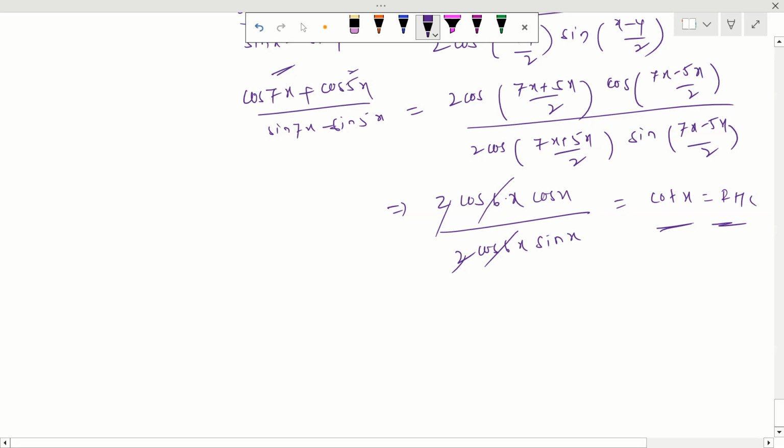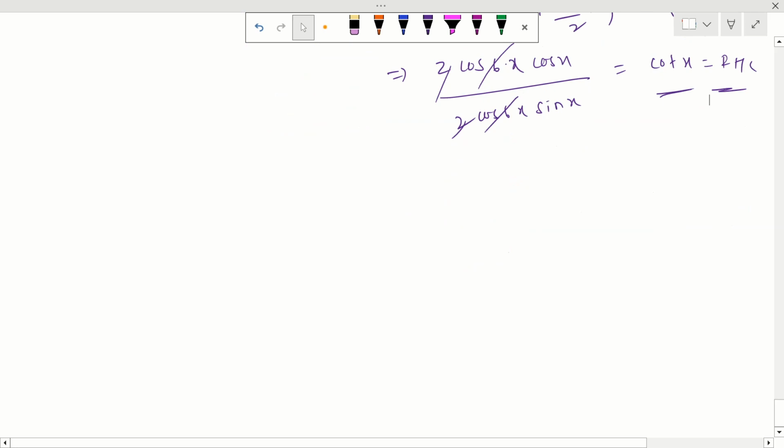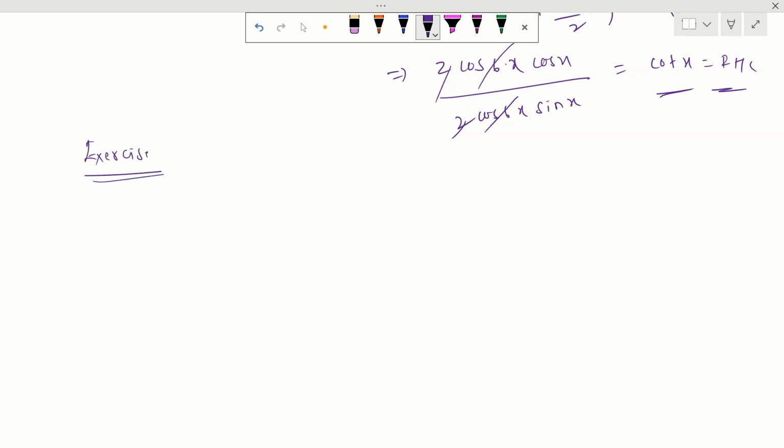This is over, and next we'll discuss the exercise in the next class. That is exercise 3.3. In exercise 3.3 we have 25 problems in total. I will try to cover the 25 problems in the next class.